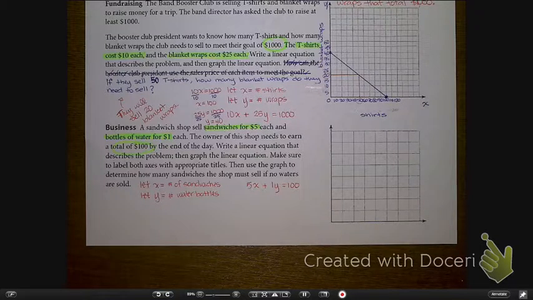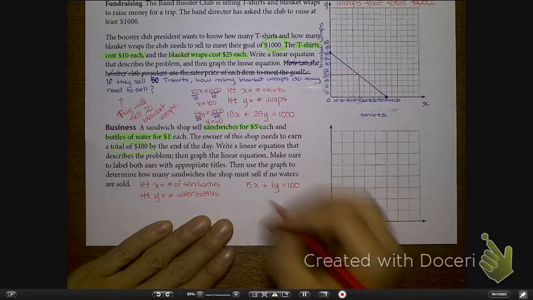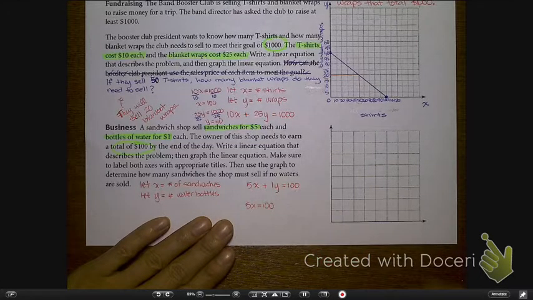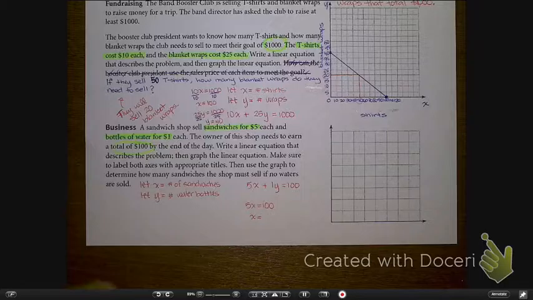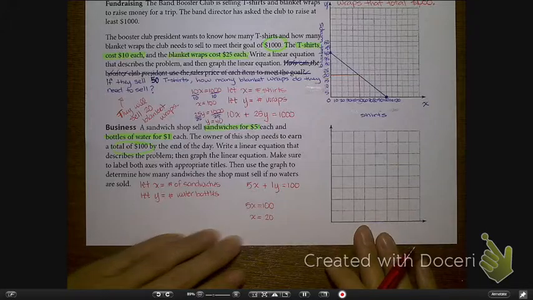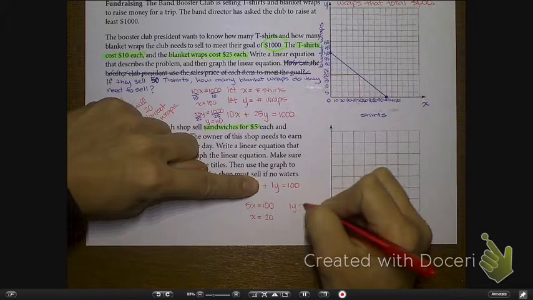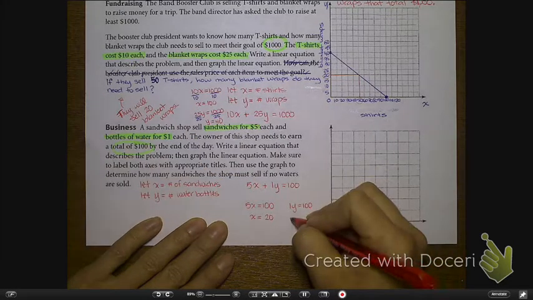Okay, now what form is it written in? Standard. So let's cover and solve. When we cover and solve, we get 5x equals 100. So what is x? 20. Okay. Now let's cover and solve for y. Well, isn't that just y equals 100? Okay.